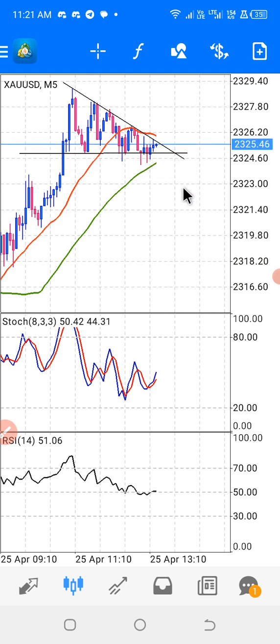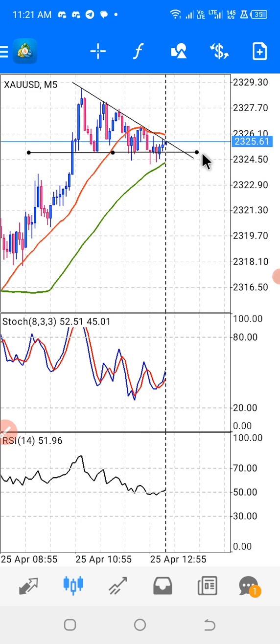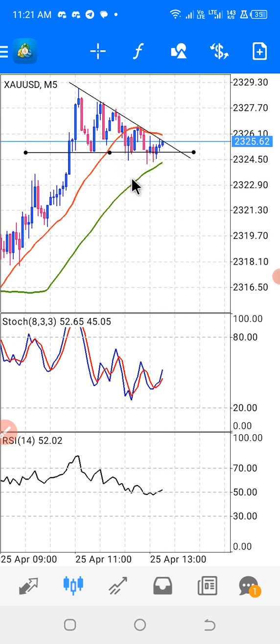And I'll wait for a possible pullback, and that pullback is like a retest. When I see such a pullback and a retest, then I can look for opportunity. So what we need to do is continue to monitor this market until it gives us something that we can rely on. We need to see additional price action.